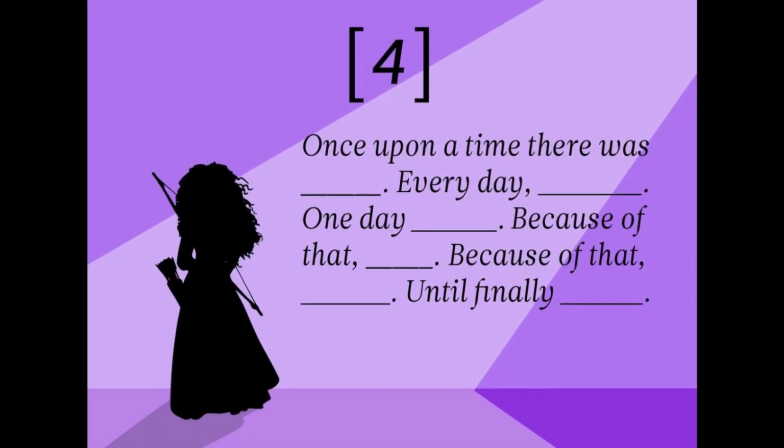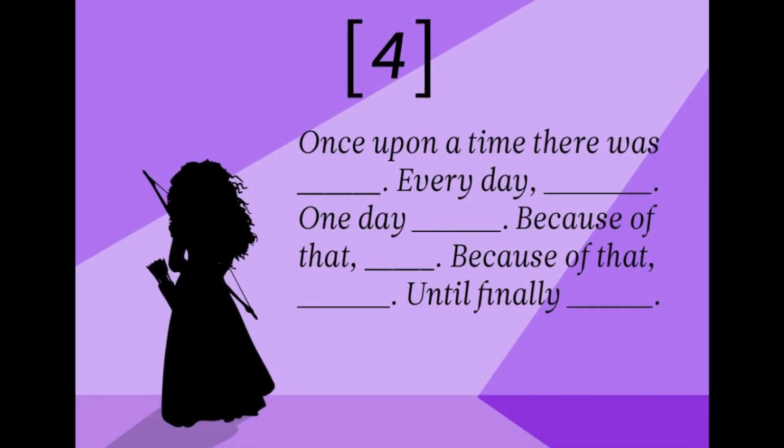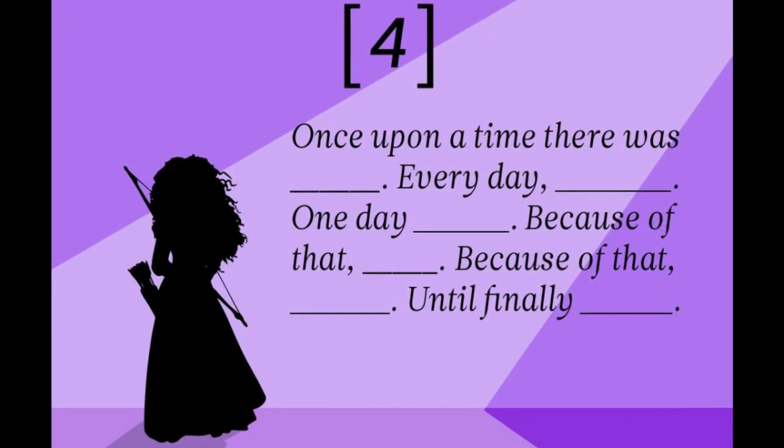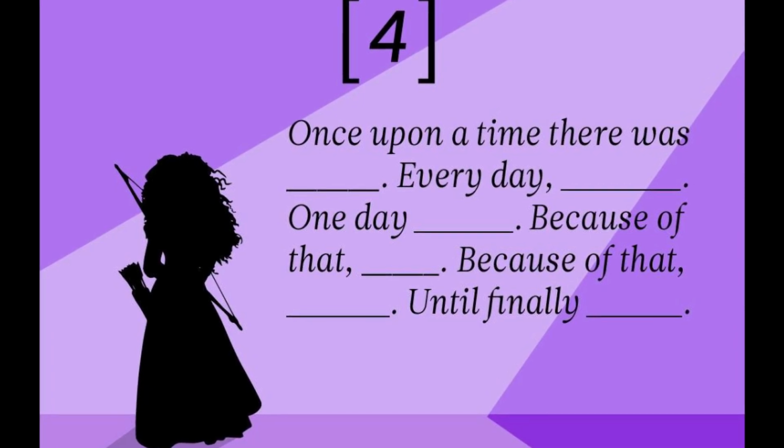Now, the last tip for today, the fourth tip of Pixar's 22 tips. Yeah, you know it already. Once upon a time, there was. Every day, one day, because of that, because of that, because of that, until finally. We know this already. Super Carlin Brothers made a great video about it.